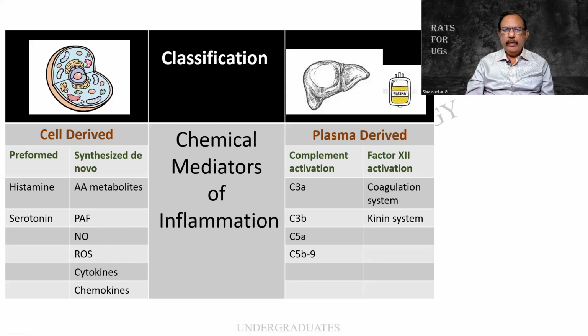So two lists we have. On the other side is the plasma derived. From this, there can be C3a, C3b, C5a, C5b-9. Then the clotting factors, the coagulation system and the kinin system. This should not be difficult when we repeat it, divide it, and then learn it sequentially.